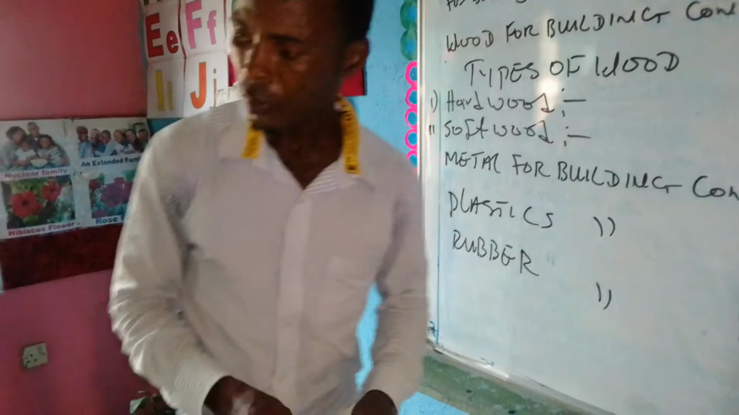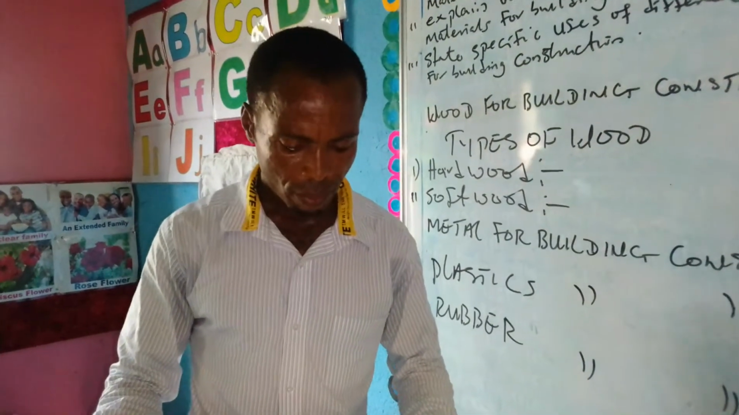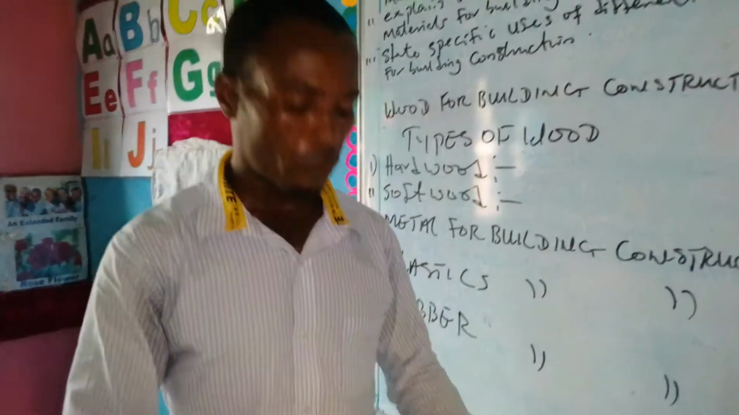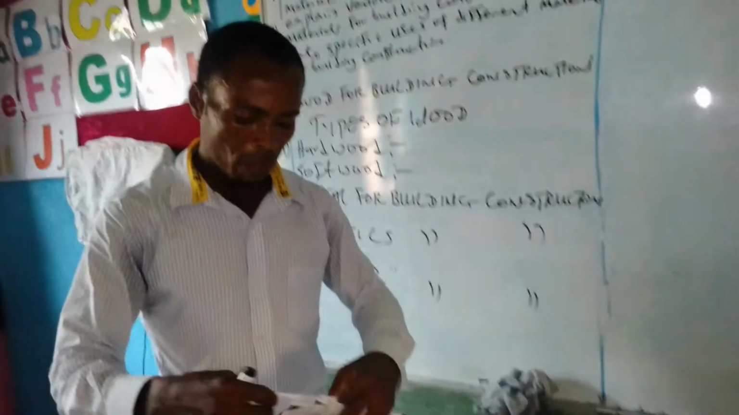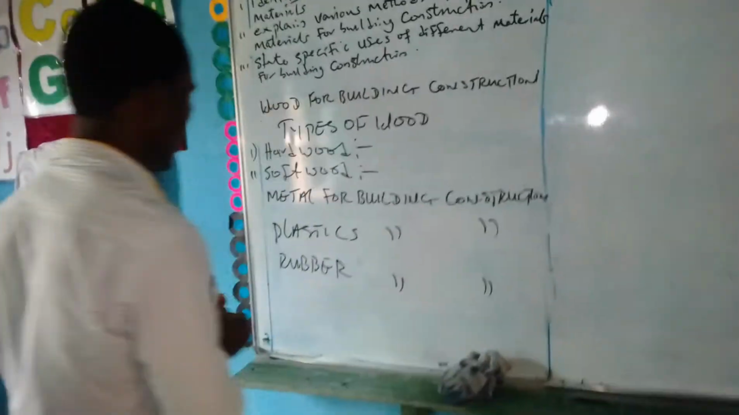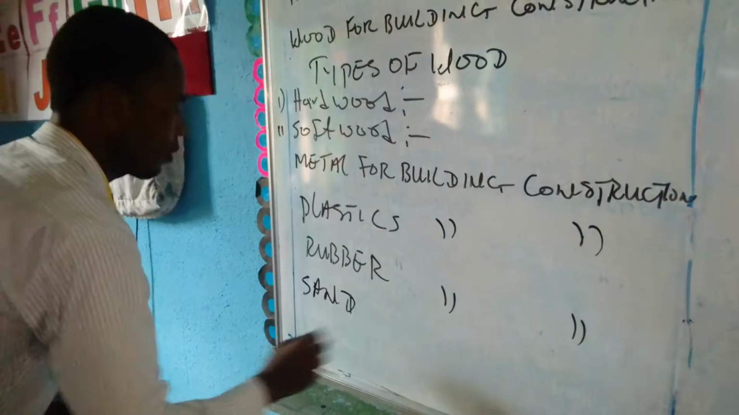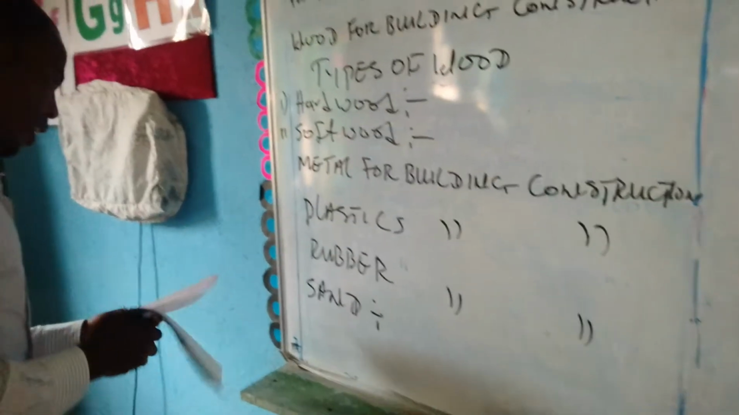Alright, we have sand, gravel, and cement. There are other building materials we'll discuss here. We have the sand. Sand is also a building what? Materials.